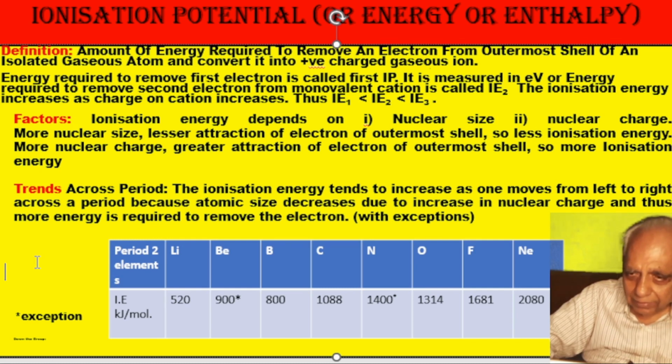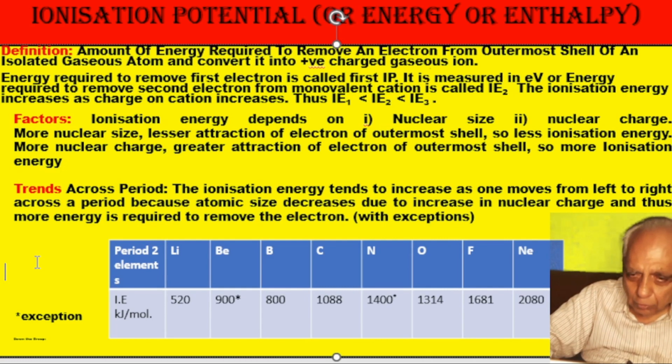Is it all right? So the nuclear size and nuclear charge. The radius is the same now, but the nuclear charge is more, so you will have to supply more energy to remove the electron. The more the nuclear charge, the greater the attraction of the electron, so more ionization energy will be required.